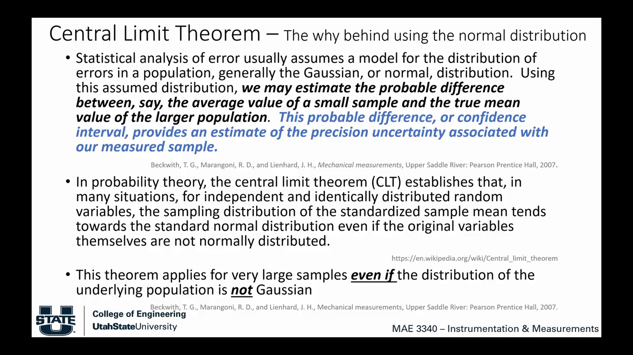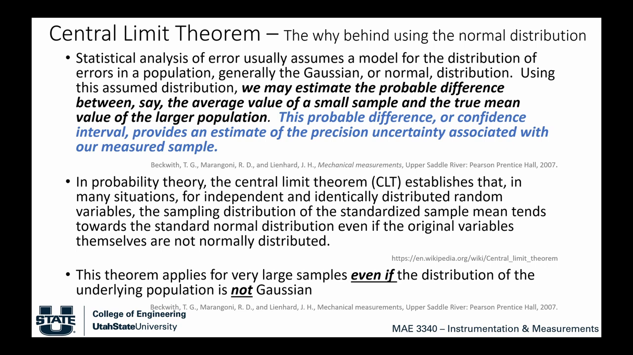So here's some language, and I know it's a lot, but I will summarize what's going on here. The central limit theorem allows us to estimate the probable difference between the average value of a small sample and the true mean of a larger population. So if we think about our population and our sample, and we pulled out a handful of marbles from the bag of marbles, and we're asking, does the mean and standard deviation of this smaller sample represent the mean and standard deviation of the overall population? The central limit theorem allows us to make that connection.